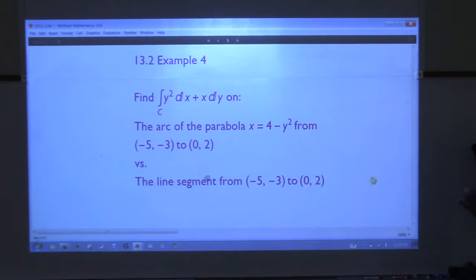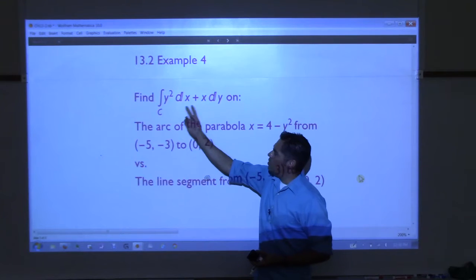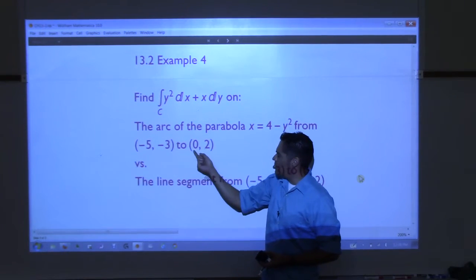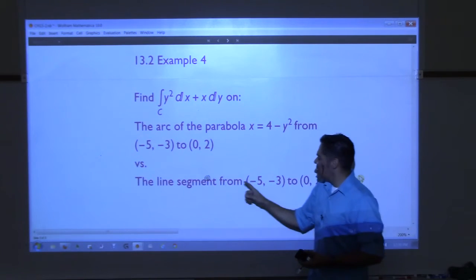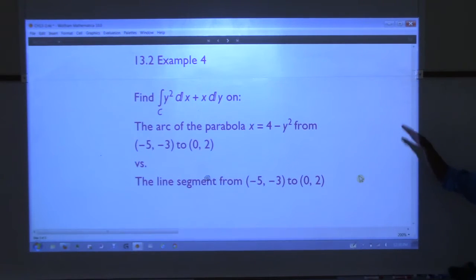So in general, well, here's the actual example. This is an example that we could work through to verify. This one has us doing this line integral over C, and it has us going from negative 5, negative 3 to 0, 2 along a parabola. But then it says try and go from negative 5, negative 3 to 0, 2 along a line segment. And if you run both of these line integrals, you're going to find that you get two different answers. All right? And just because of time, I'm not going to do that one. All right?